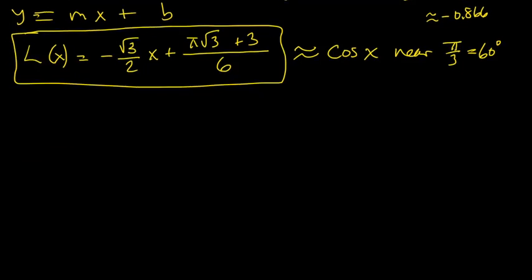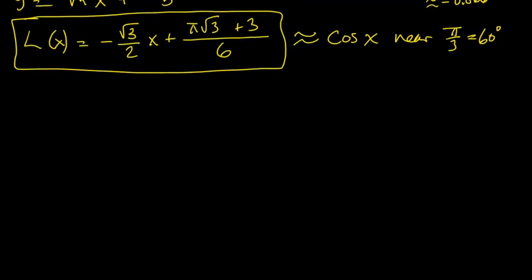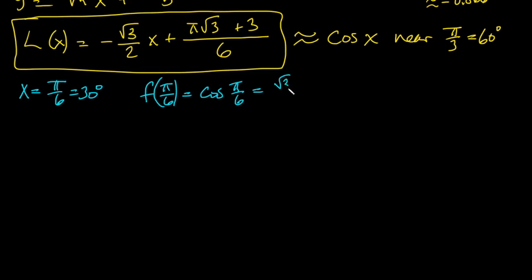Okay, so let's see how good of an approximation this is. Let me pick x equals, how about just 30 degrees, pi over 6. So we know f of pi over 6, cosine of 30 degrees, cosine of pi over 6, is the square root of 3 over 2. So approximately that's 0.866. Now let's see what the approximation tells us. What is L of pi over 6?